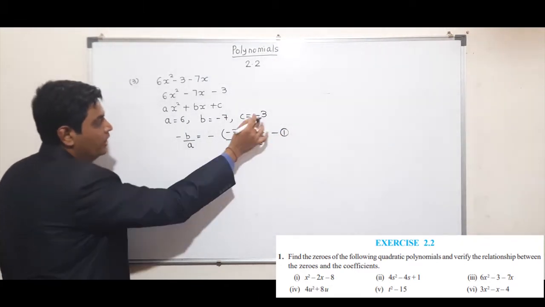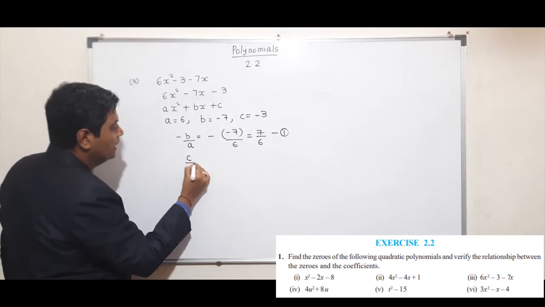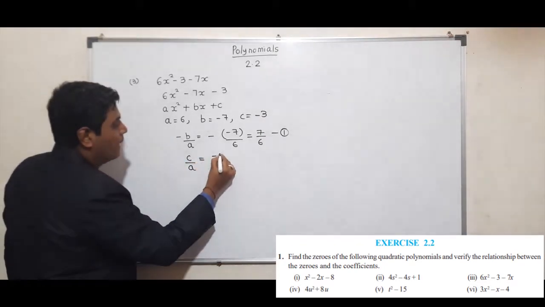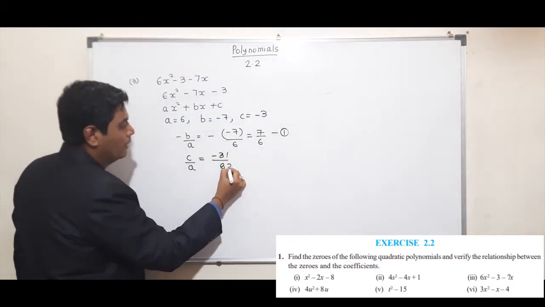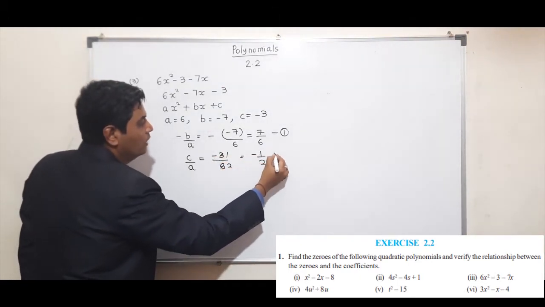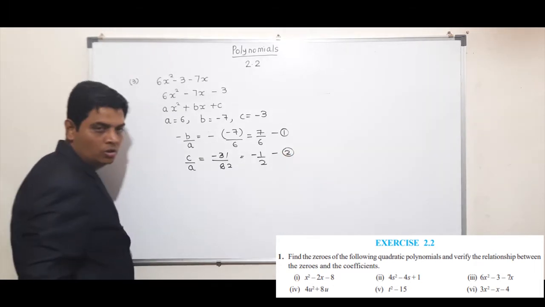Next is c upon a. So what is the value of c upon a? It is minus 3 divided by a. What is a? It is 6. So it is minus 1 upon 2. This is equation 2.